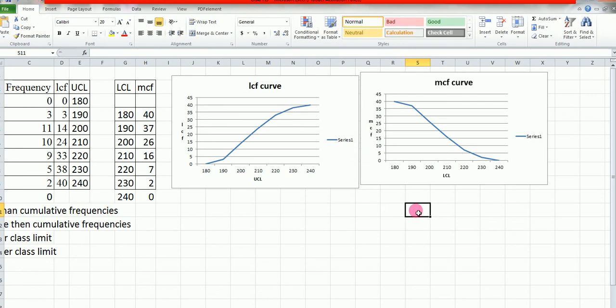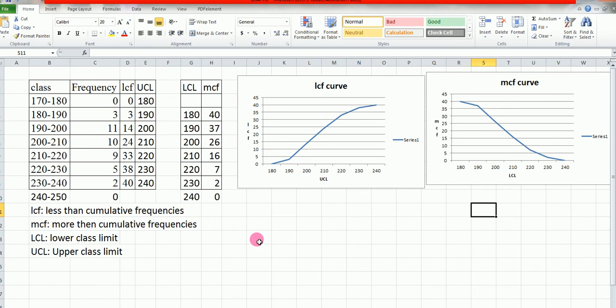So this is all about how to plot LCF curve and MCF curve, how to calculate LCF and MCF.